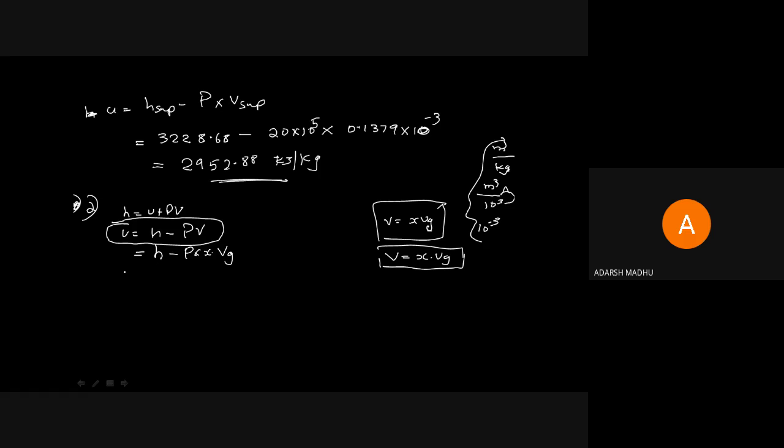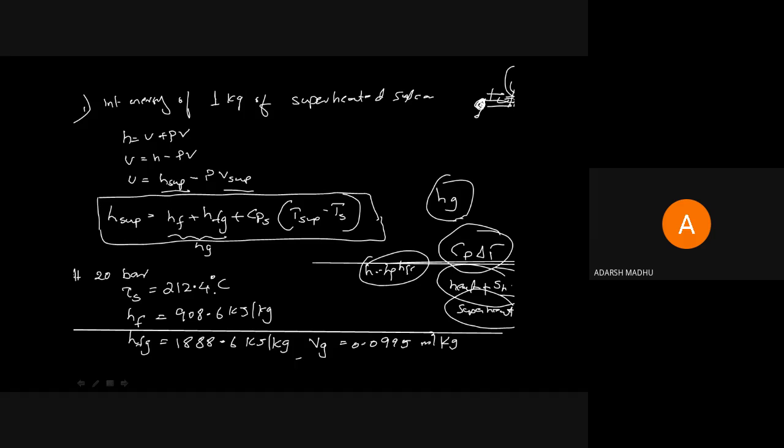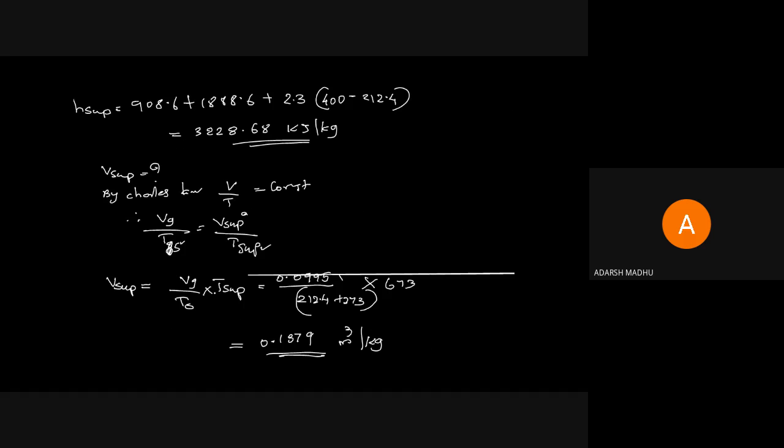Therefore, you can find the value, Vg is given. We have taken the value from the table. X is given. Pressure is given. H wants to be found out. H equal to HF plus X into HFG. So HF value is there, 908.6. HFG value is there. X value is also there.